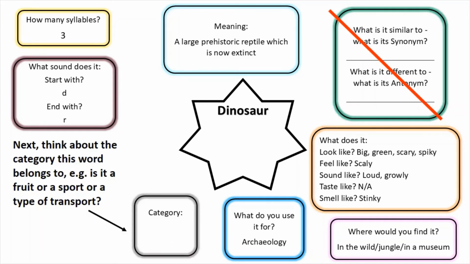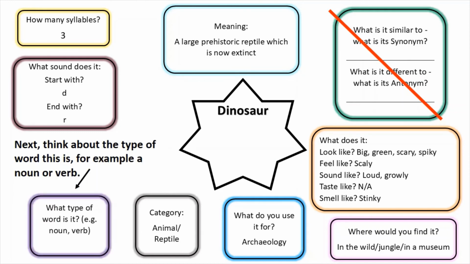Next, we want to think about the category this word belongs to. So for example, is it a fruit? Is it a sport? Is it a type of transport? So we think a dinosaur is an animal, and more specifically, it's a reptile. Next, you want to think about the type of word this is. So is it a noun, verb, adjective? A dinosaur is a noun.